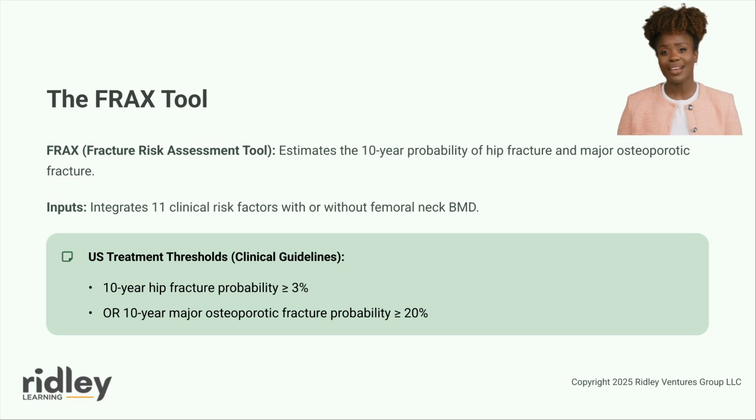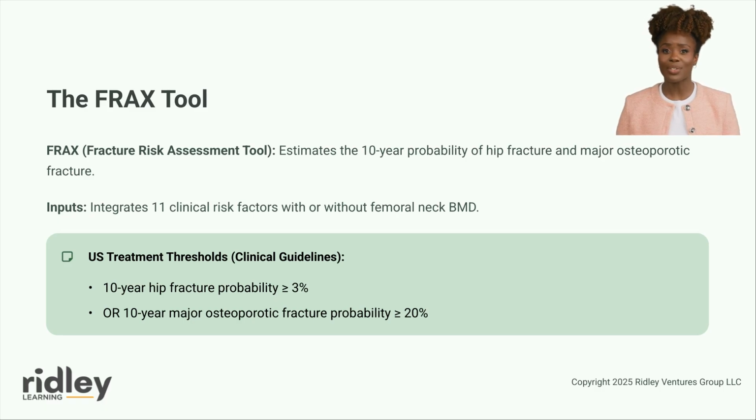The tool incorporates 11 clinical risk factors: age, sex, weight, height, previous fracture, parental history of hip fracture, current smoking, glucocorticoid use, rheumatoid arthritis, secondary osteoporosis, and alcohol intake of 3 or more units daily. There is optional inclusion of femoral neck BMD. Country-specific versions account for differences in baseline fracture rates and mortality across populations, enabling locally calibrated risk estimation.